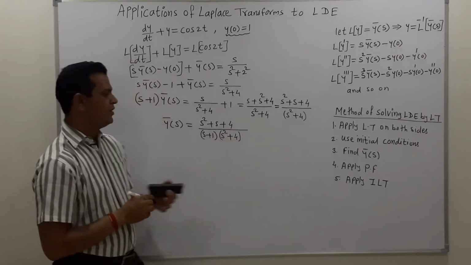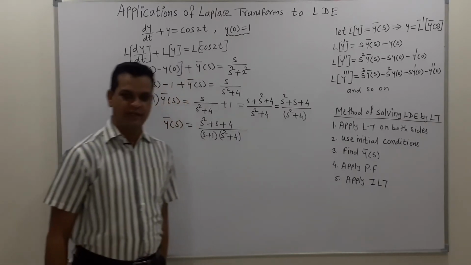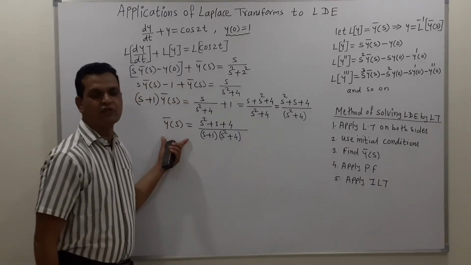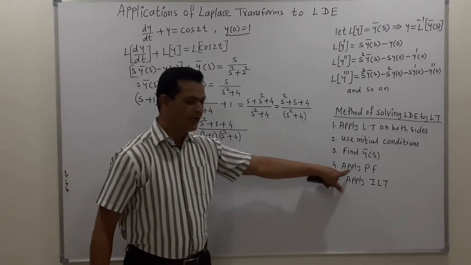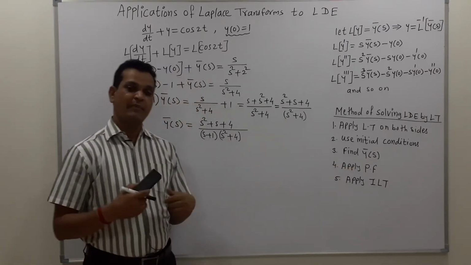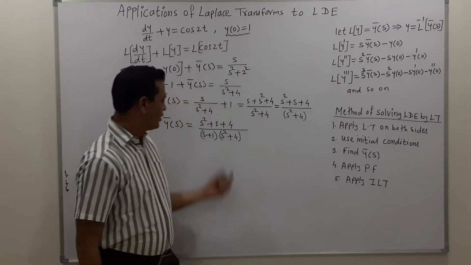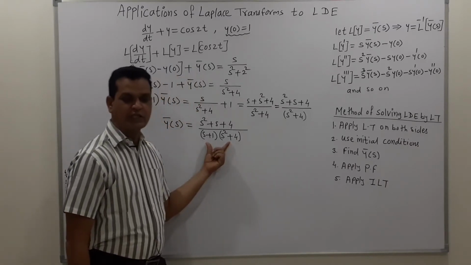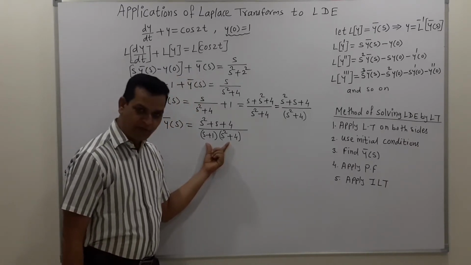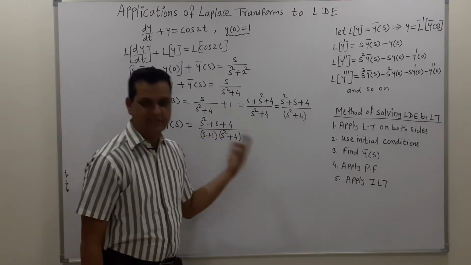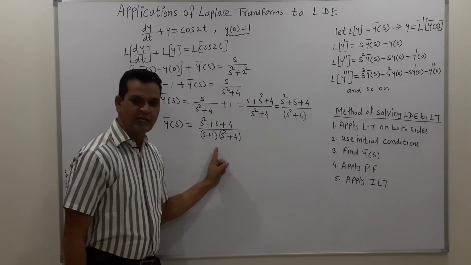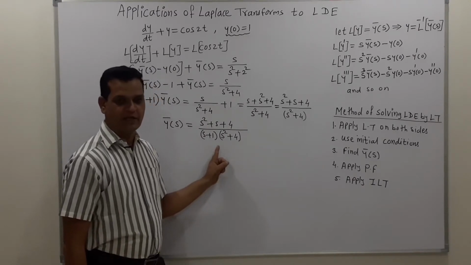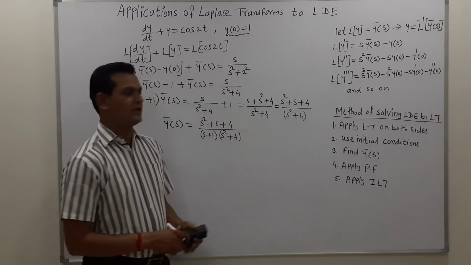So in this way we get step number 3, which is very simple. Just rearrange the equation and find the value of y bar of s. Now the next step is to apply the partial fraction concept. We are applying it here because we are going to convert this equation into standard form for applying the inverse Laplace transformation, because it is not possible for us to find the inverse Laplace transformation of this function directly. So first convert it into the standard form.